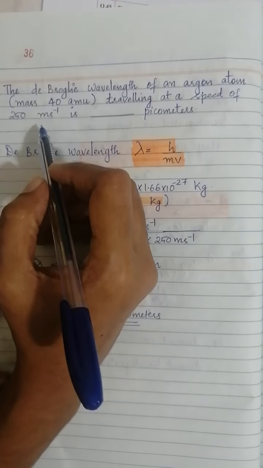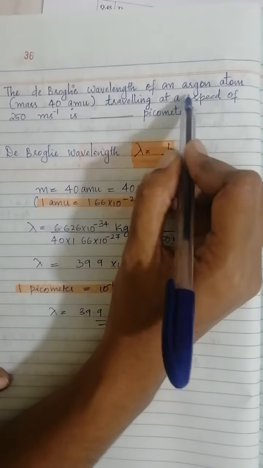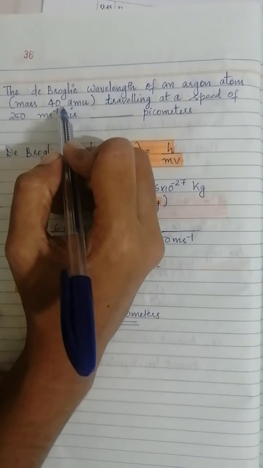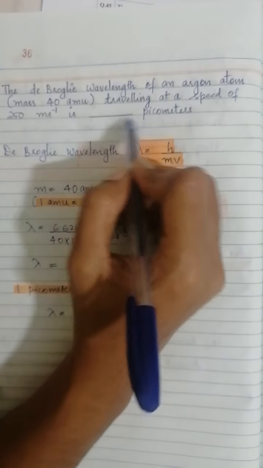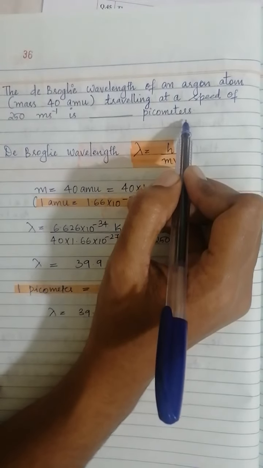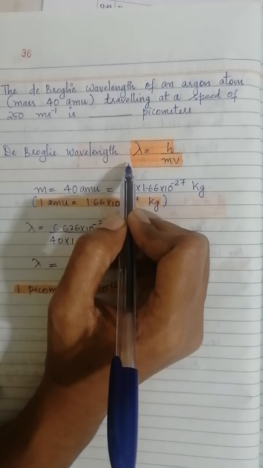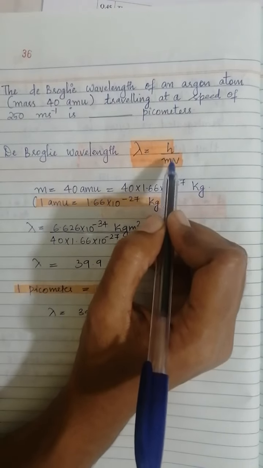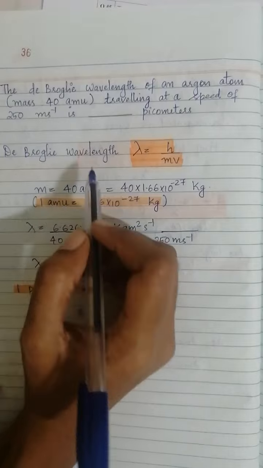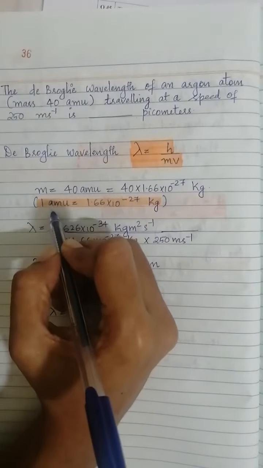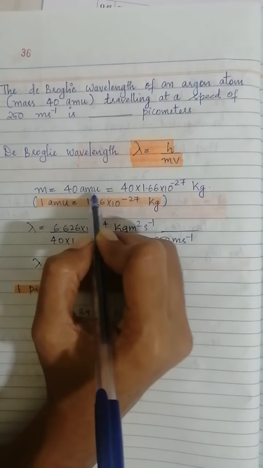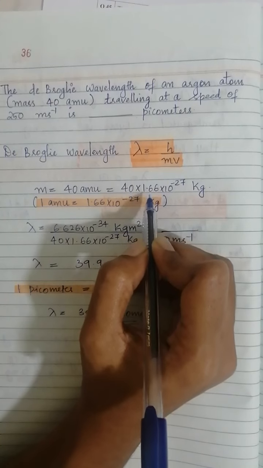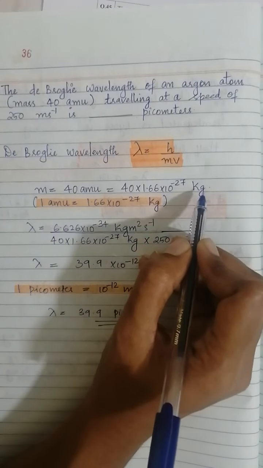Moving on to the next question. The de Broglie wavelength of an argon atom whose mass is 40 AMU traveling at a speed of 250 meter per second is dash picometers. We know that the de Broglie wavelength is given by lambda is equal to h by mv. Now m is given to be 40 AMU. Let's convert AMU to kilogram, so that 1 AMU is equal to 1.66 into 10 raised to minus 27 kilogram. So 40 AMU is equal to 40 into 1.66 into 10 raised to minus 27 kilogram.